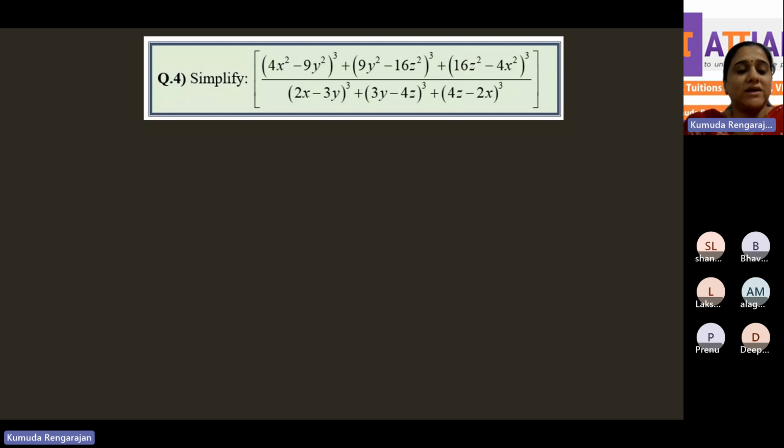Okay, so the numerator again, numerator and denominator, same method, no? A cube plus B cube plus C cube, and the denominator is P cube plus Q cube plus R cube. So what is A? It's not easy to find out that.